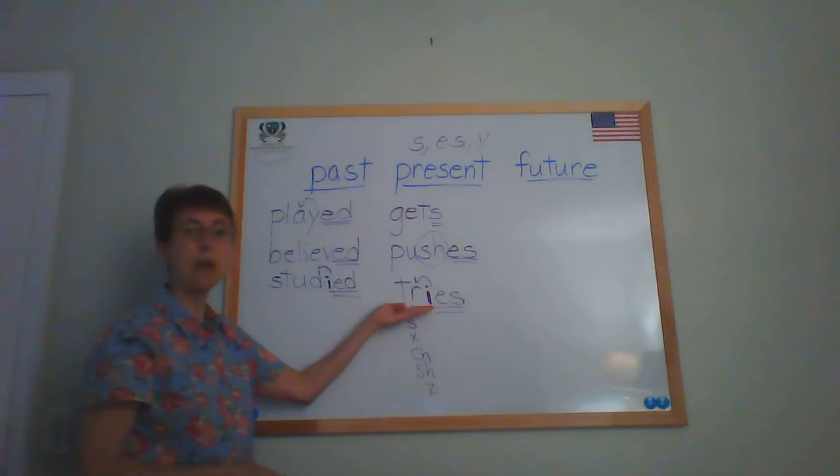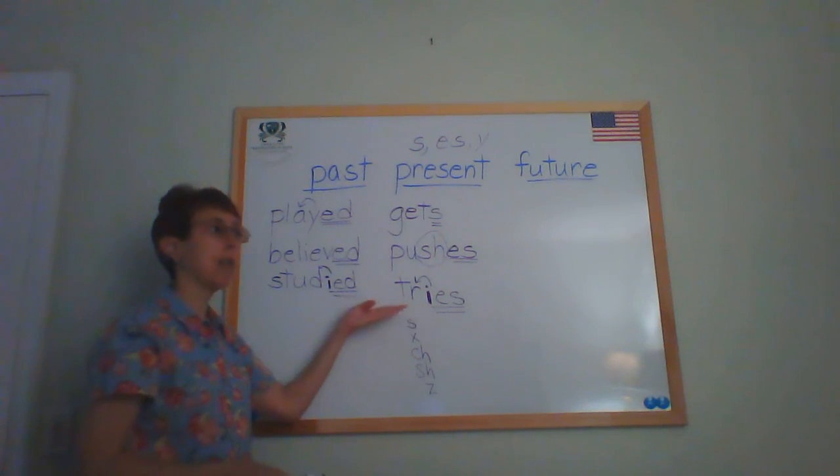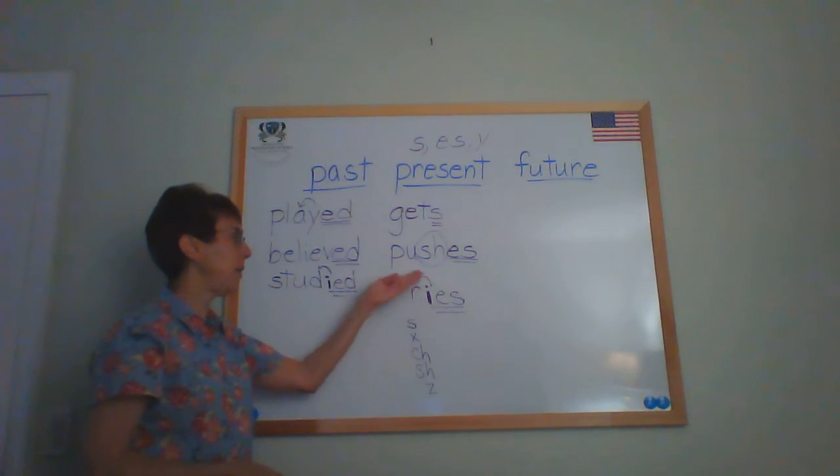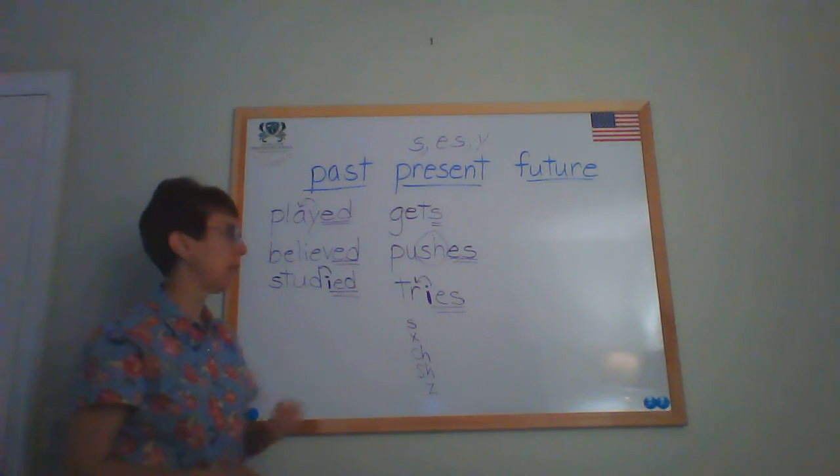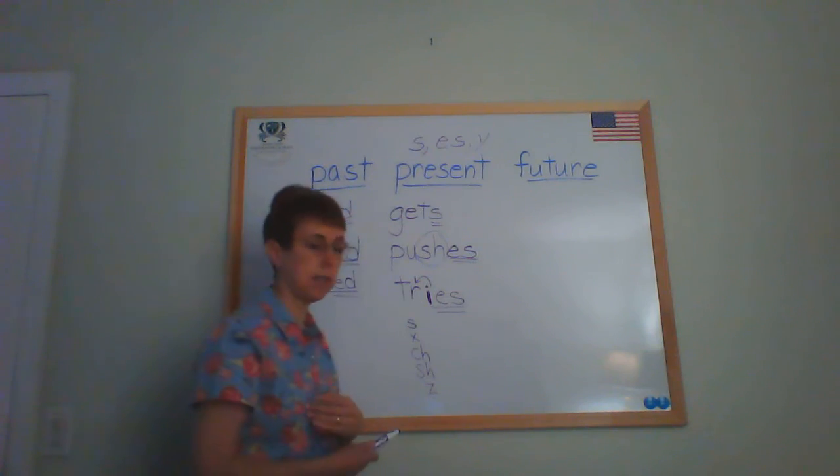And then once again, verbs ending in Y, just like nouns ending in Y, if it's a consonant letter before it, you must change Y to I and add your ending. Okay, in this case, ES.